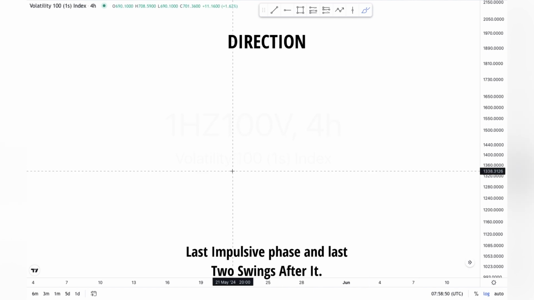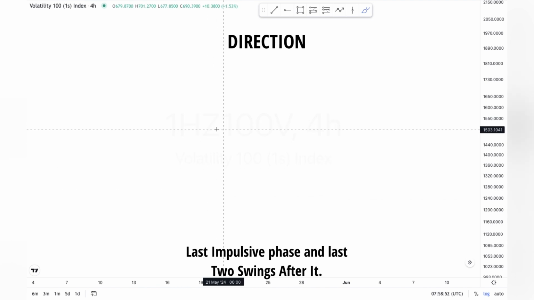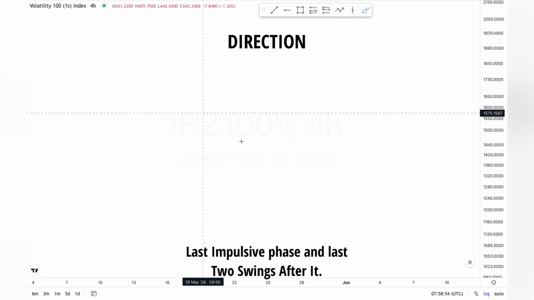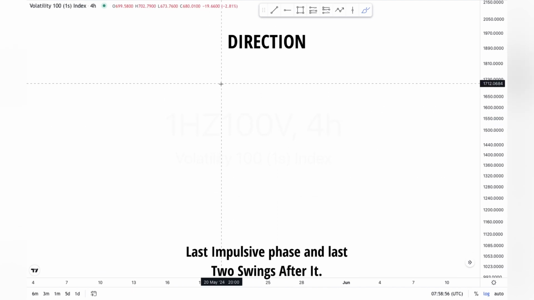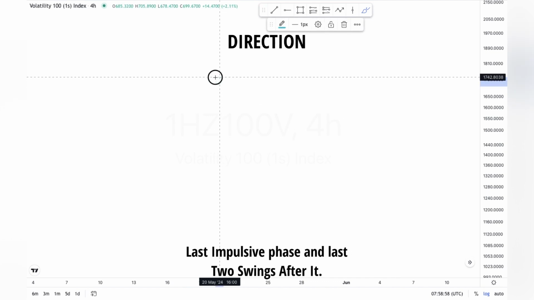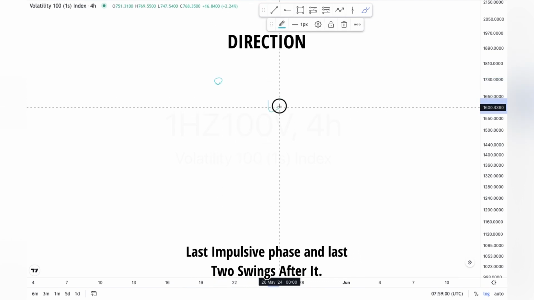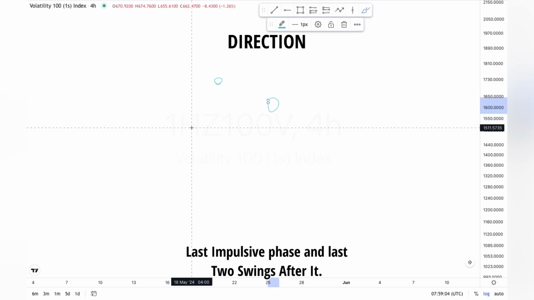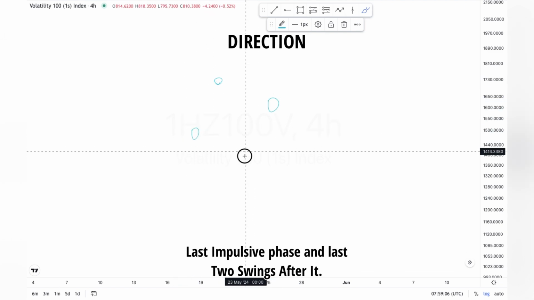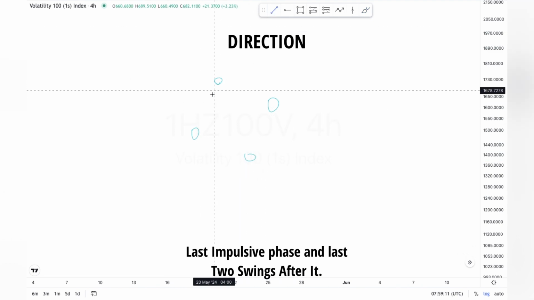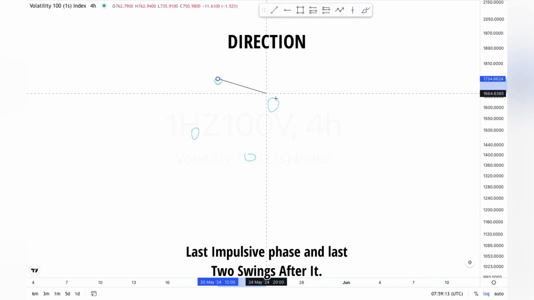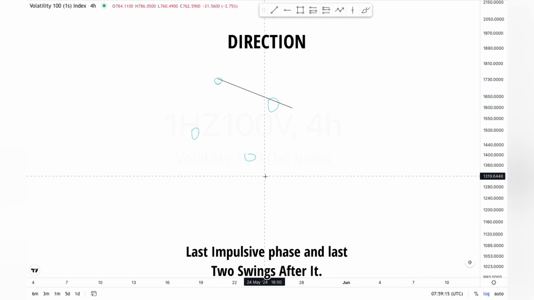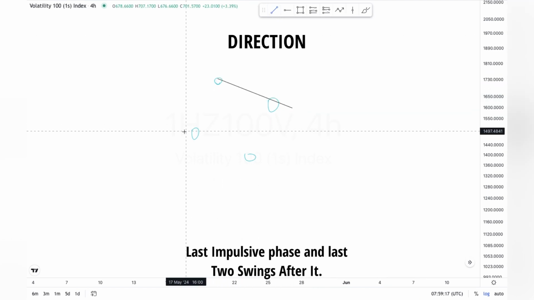So let's just forget about the impulse for now, right? And let's focus on the swing points. So let's say the first swing is like so, we have the first swing here, we have the second swing here. These are lower highs, right? And then we have the other one here, and then we have the other one here. These are lower lows. If you connect the swing points like so, we are going to be in a downtrend. Okay, we are going to be in a downtrend.